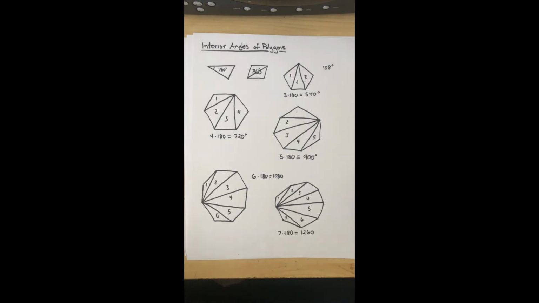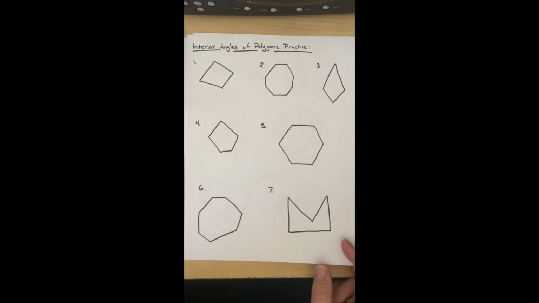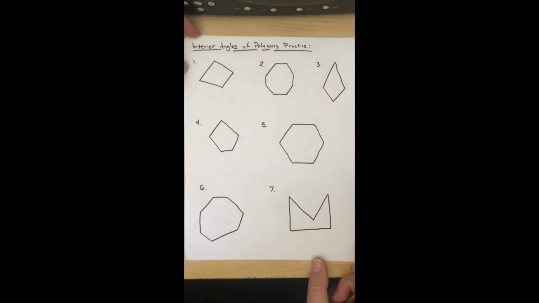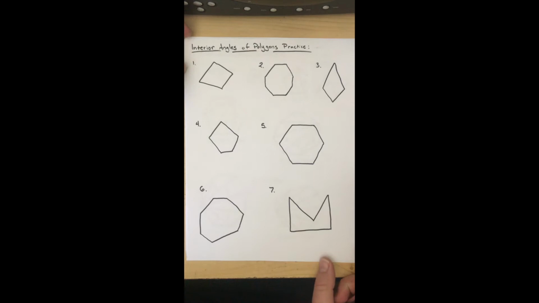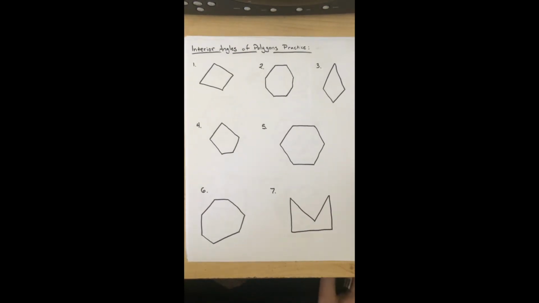Okay. I've got a practice sheet for you here. This is Interior Angles of Polygons Practice. You should be able to download it if you want to, or you can just do it right onto a piece of paper. Pause the video. Draw some triangles. Number 7 is a little interesting, but I'm sure you can figure it out. And I'll solve them with you here in a second. Pause the video.